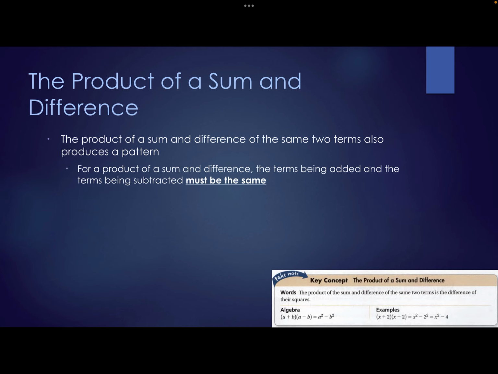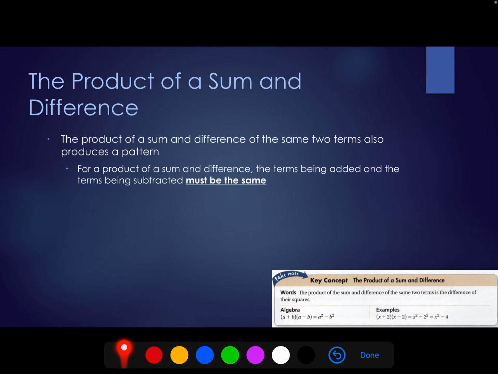Right? So for a product of a sum and difference, the terms that are being added and the terms that are being subtracted, they have to be the same. So we'll have the two binomials that look exactly the same. The only difference is in one, the two terms are being added, and in the other, the two terms are being subtracted. And you can see that right down here, right? x plus 2 times x minus 2. And in that, we have the same two terms, x and x, 2 and 2, only difference is addition and subtraction.